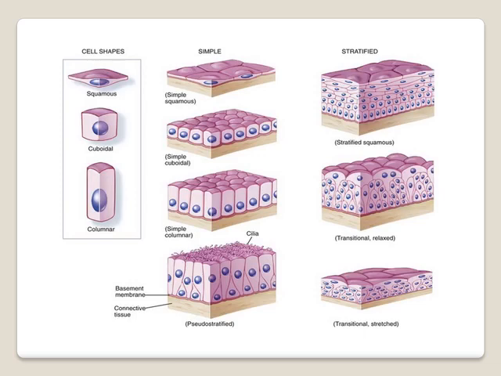And again, you can see the basement membrane right here that connects this layer of epithelial tissue to the connective tissue below it. And again, you can see transitional. This one's relaxed. This one is stretched. Sorry, I forgot to press the button again. This one's relaxed, and this one is stretched out.